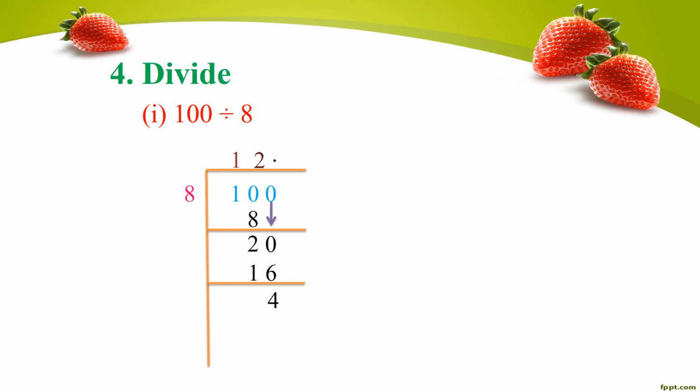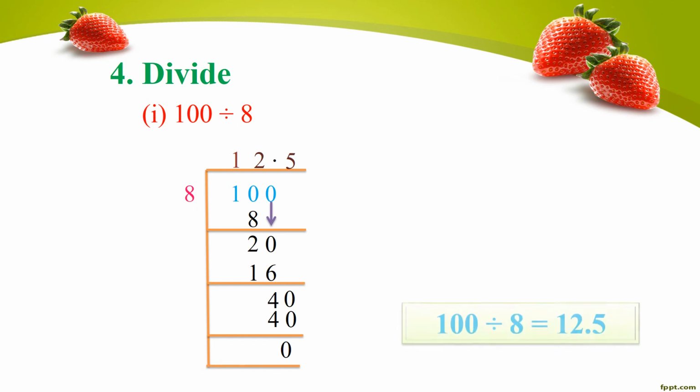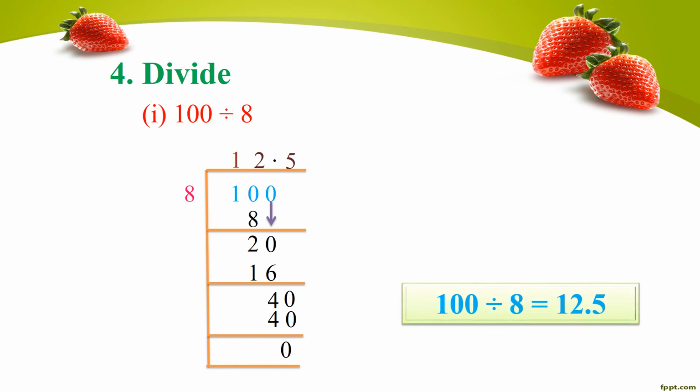Now we have to place a decimal point in the quotient and add 0 with the 4. On adding we get 40. Now we know very well that 8 5s are 40. On subtracting, we get 0 as the remainder. Therefore, the solution for the sum is 12.5. 100 divided by 8 is equal to 12.5.